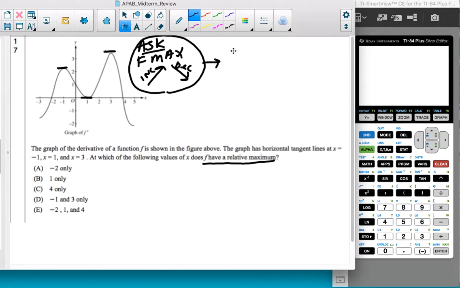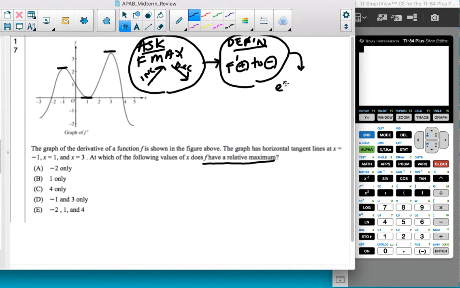So then if we translate that into the definition, right? The definition, if f is increasing, that would be f prime switches from positive to negative. That's what we're trying to find, is when f prime goes from positive to negative. And then we translate that to what we can see with our eyes.